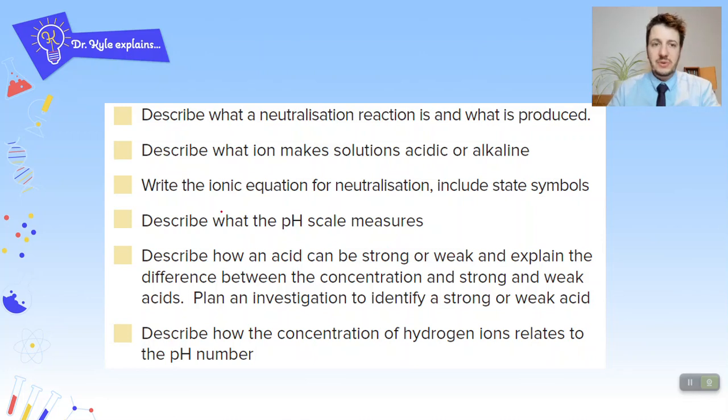Okay, so what have we done today then? We've described what neutralisation reaction is and what's produced. We've described what ion makes solutions acidic or alkaline. We've written ionic equations for neutralizations. We've described what the pH scale measures. We've described how an acid can be strong or weak, and we explained the difference between the concentration and strong or weak acid. Haven't planned the investigation today, but we will do that in another video. And we've described how the concentration of hydrogen ions relates to the pH number.